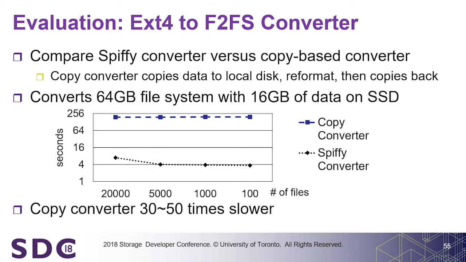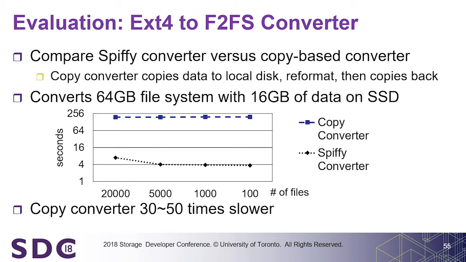So here, we evaluate our conversion tool against a copy-based converter. The copy converter copies file system contents to another disk, reformats the source disk, and then copies everything back. This graph shows the time to convert a file system with 16 gigabytes of data, while varying the number of files in the file system.